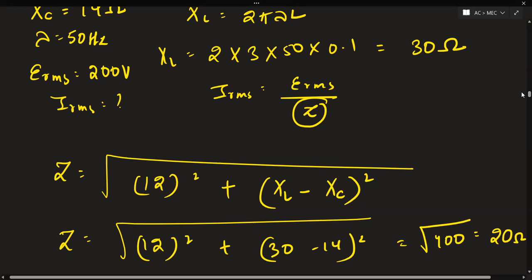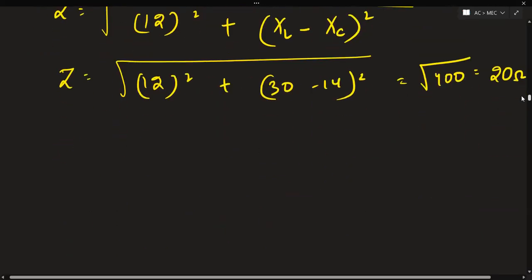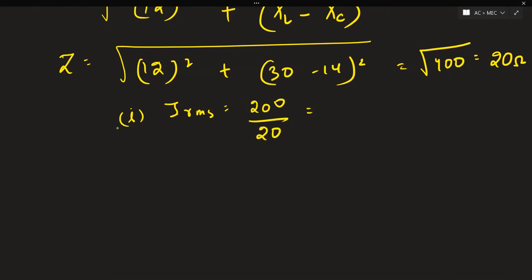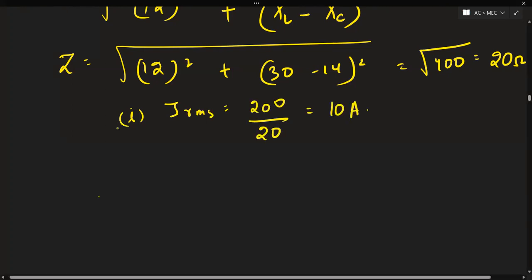Now you can easily find out the value of current. What will be the current? See, current IRMS will be equal to 200 divided by 20. That is 10 amperes.